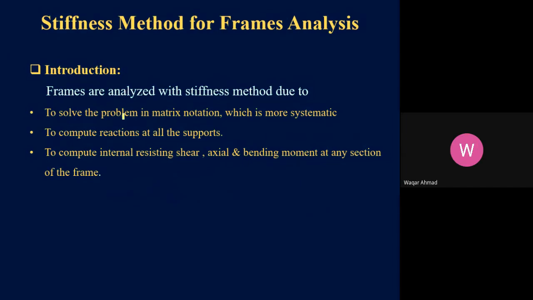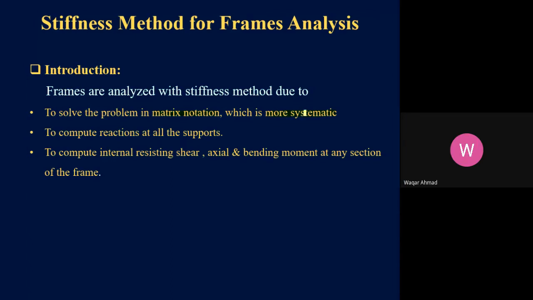Okay, so we already have discussed this quite a few times, that the basic aim of analysis using the stiffness method or using any matrix method is to make the solution more systematic. Okay, because the matrix methods are in the form of matrix notations. So when you write your solution in the form of matrices, this makes your solution more systematic, and there are fewer chances of errors.